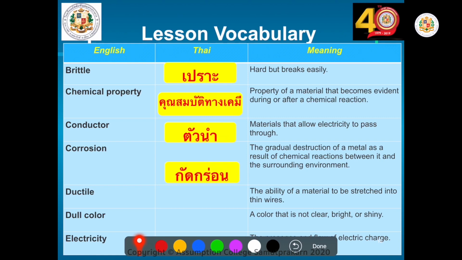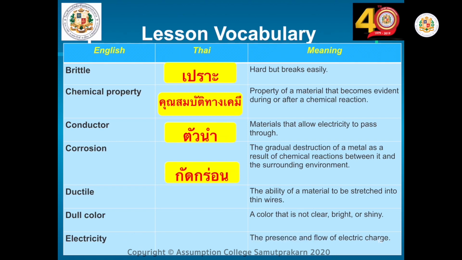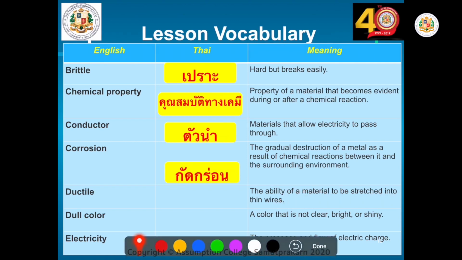Now, ductile. Ductile is the ability of a material to be stretched into thin wires. So some materials you can stretch into wires, and that ability is what we call ductility, or the material is ductile. In Thai.